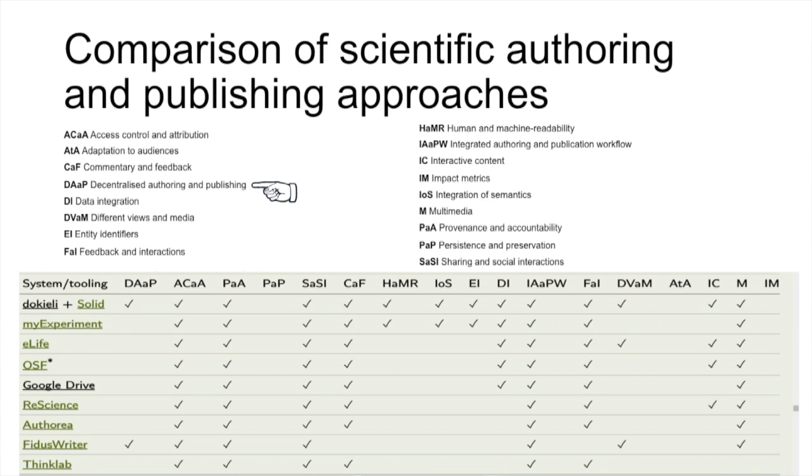So this is here, this column. There's Fidus Writer, which also aims to provide such a tool for distributed, decentralized authoring, where we also, by the way, work very closely with the people developing Fidus Writer. Then we have identifiers, feedback and interactions, that you have this human-machine readability, that you can integrate authoring and publication workflows. You have interactive content, impact metrics. That's something currently no one implements yet. Integration of semantics, as mentioned already, of multimedia, provenance and accountability, persistence, preservation, and then also sharing and social interaction, which is, I think, a very important aspect.